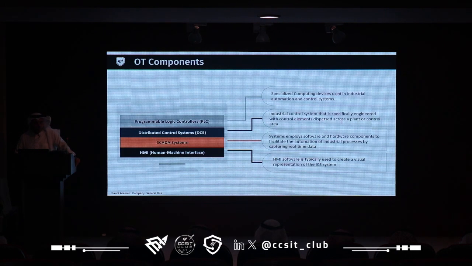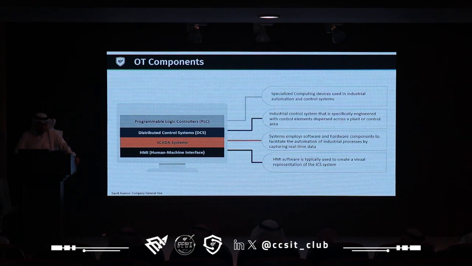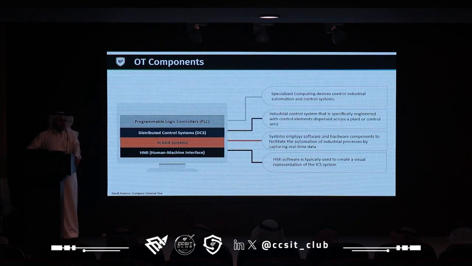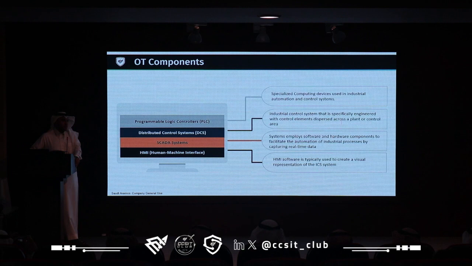If you look at the components of OT, this is new for you because it is touching the physical devices. The first component is the programmable logic controller. It is a specialized computing device used in industrial automation and control systems. This device is the closest to the sensors and instrumentation inside the field. For example, if you have a valve or temperature sensors in the pipelines, the first device connected to the sensor is a programmable logic controller, a dedicated device to interact with these sensors.